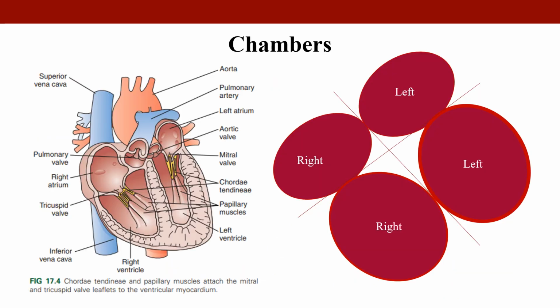Chambers and valves. The heart has four chambers, atria, right and left. The atria are the receiving chambers with relatively thin walls, since they only need to pump blood into the ventricles. Ventricles, right and left. The ventricles have thicker muscular walls, especially the left ventricle, which pumps blood throughout the systemic circulation. The right ventricle pumps blood into the pulmonary circulation.